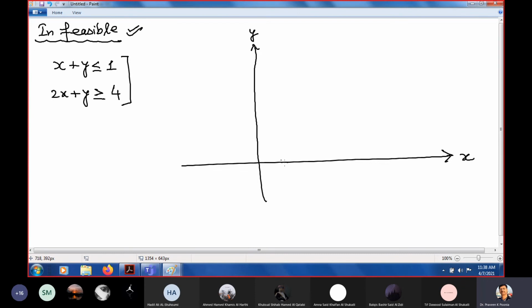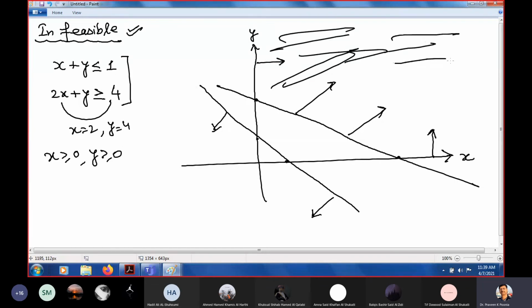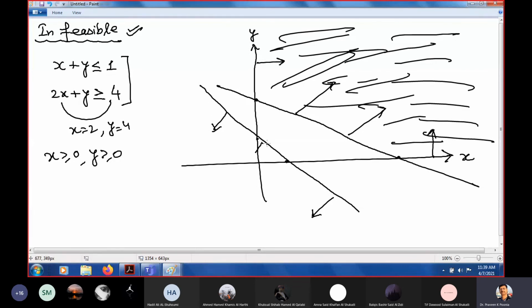Clear? So x plus y: x is 1, y is 1. So this is the line, and the region is less than this. Another one: if you solve, x is equal to 2, y is equal to 4. x is equal to 2 here and y is equal to 4 here. If you draw this region, then this. Clear? Generally non-negative restrictions are x greater than 0, y greater than 0, so above the x-axis and right of the y-axis, this is the region, and this is the other region.